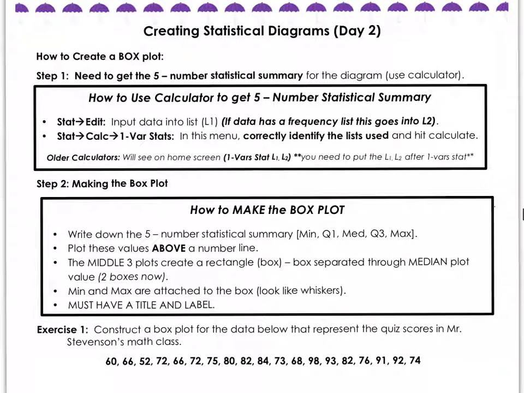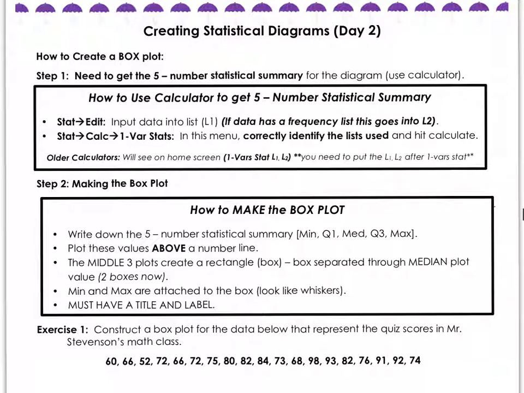Welcome to video 12.2. Today we're going to be talking about creating statistical diagrams. Specifically, we're going to first start talking about how to create a box plot. The first thing that you need to do is get the 5-number statistical summary for the diagram using your calculator. And those 5 numbers are your minimum, Q1, median, Q3, and your maximum.